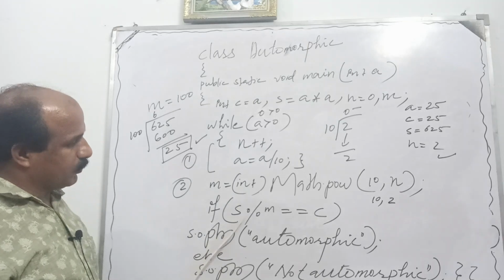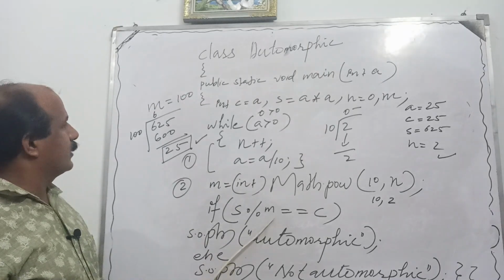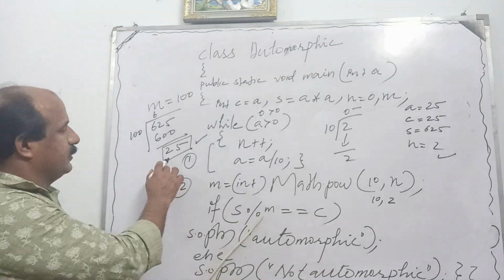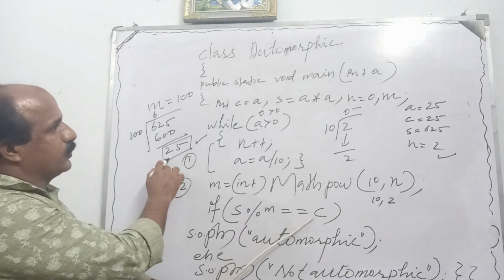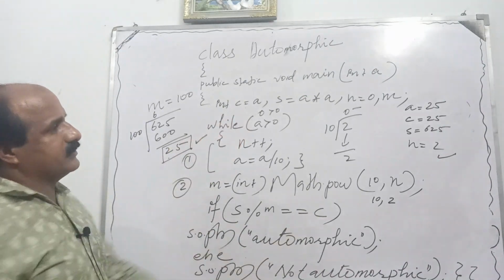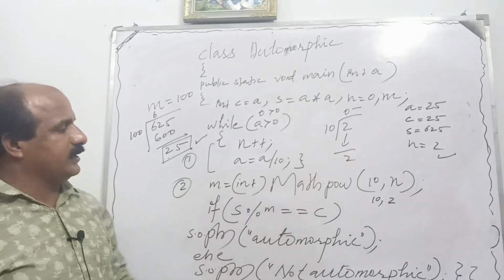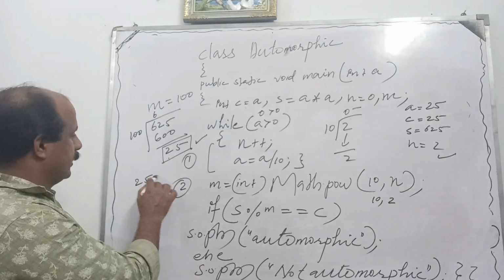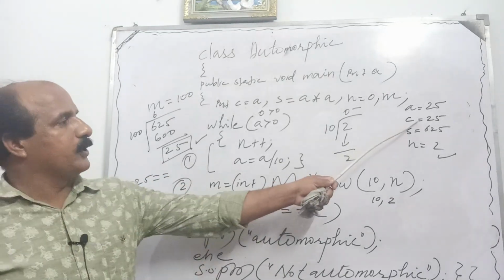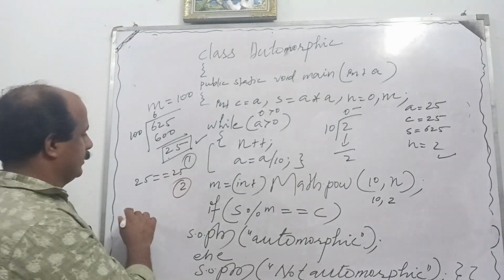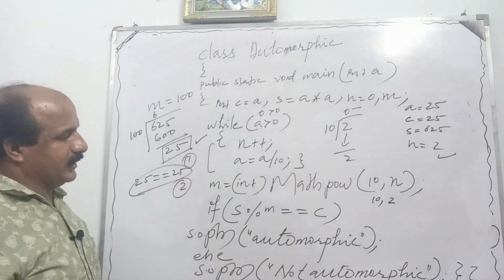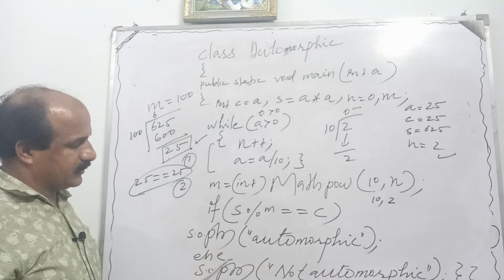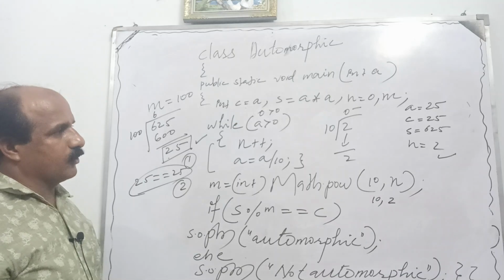Okay. So see, S modulus m means 25. See, 25 is equal to the copy of your number. Just check out the copy of the number, 25. Both are equal. Then this 25 is equal to the copy of the number, that 25. Both are equal. In that case, what will be printed? Automorphic. In all other cases it will print not automorphic.